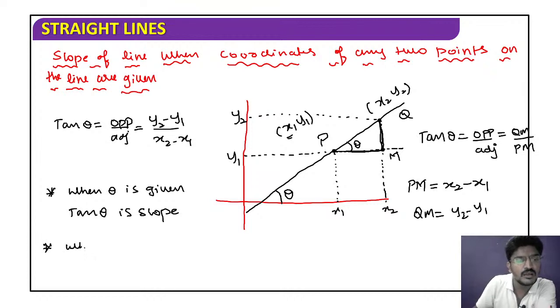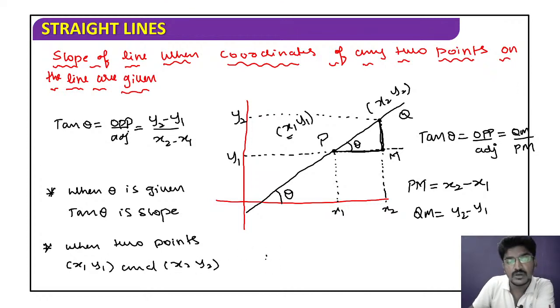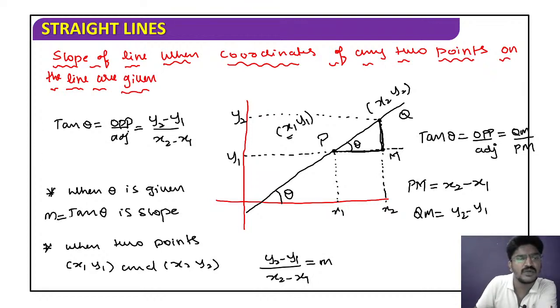And when 2 points are given, that is x1 y1 and x2 y2, here the slope is y2 minus y1 divided by x2 minus x1 and the notation is m. So slope is given by m. So m equal to tan theta and m equal to y2 minus y1 divided by x2 minus x1.